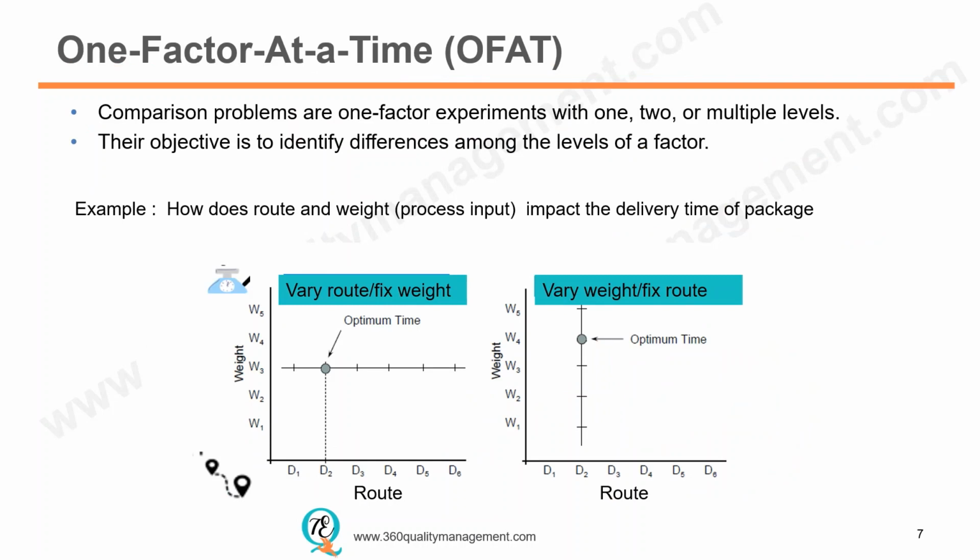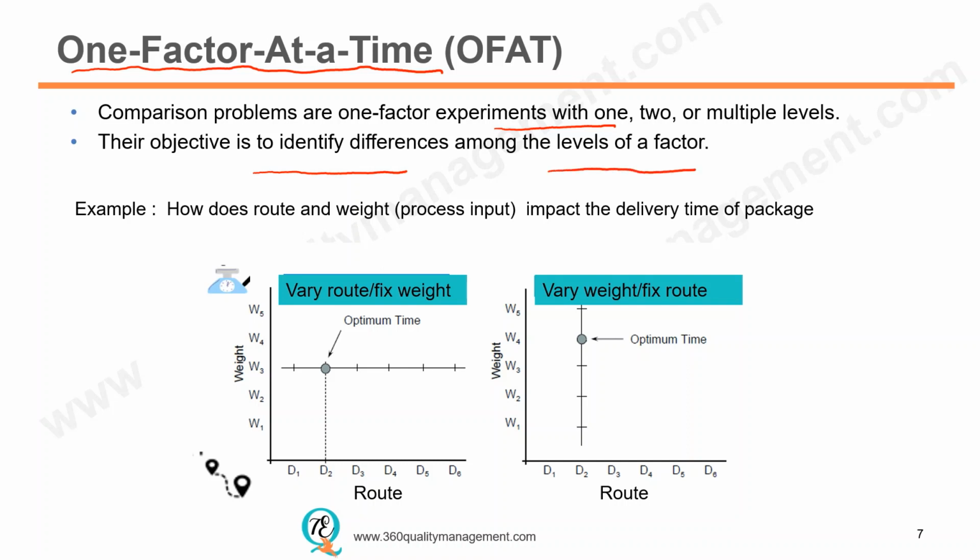The second experimentation method, which is more organized, is known as one factor at a time. In this type of approach, we are comparing different factors and how they impact the results through one-factor experiment studies, where we will vary only one factor at a time and also fix the rest of the factors. The objective is to identify the differences among the levels.